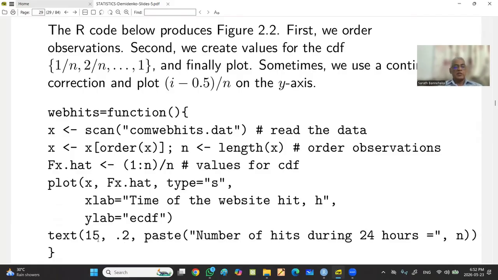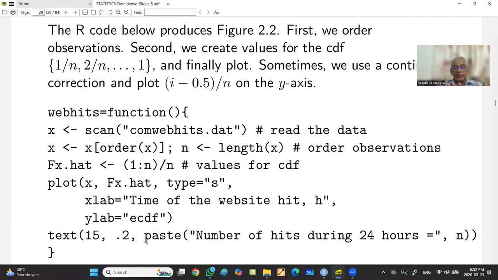You have to specify here x equal to 15 and y equal to 0.2 will be the middle point of this text here. I want it to write down "number of hits during 24 hours equal", and then use n, where n is found by the computer inside the program here. N is the length of x, right?